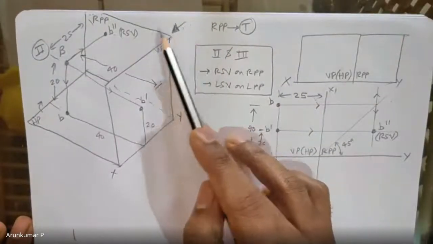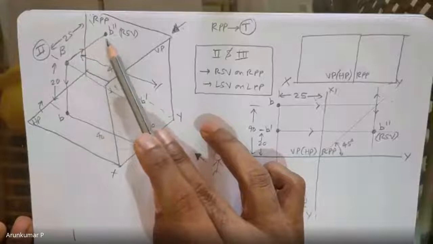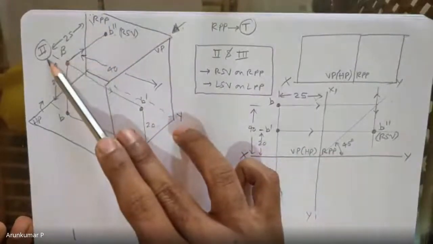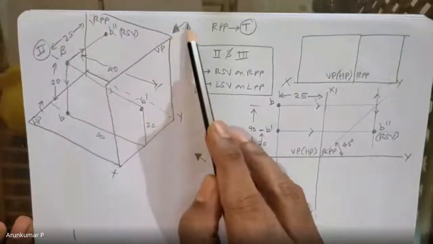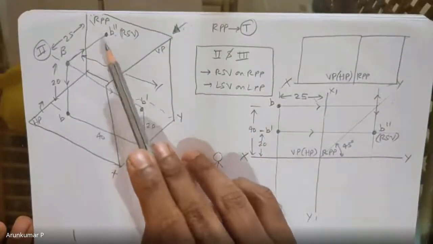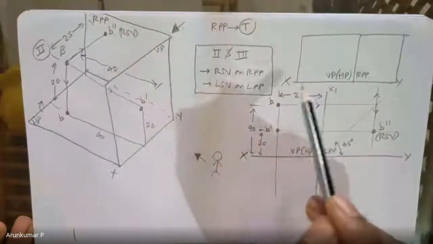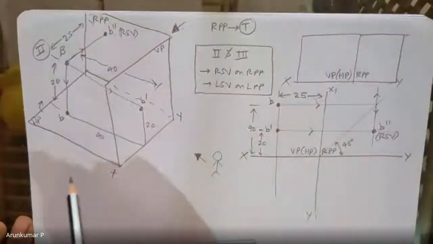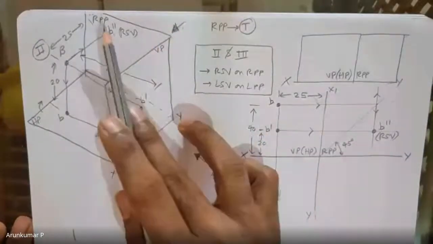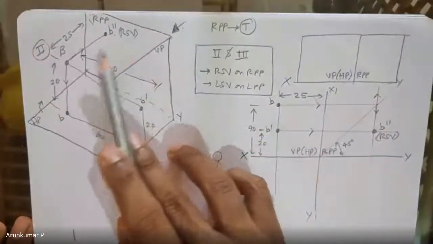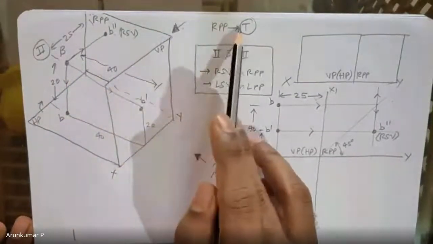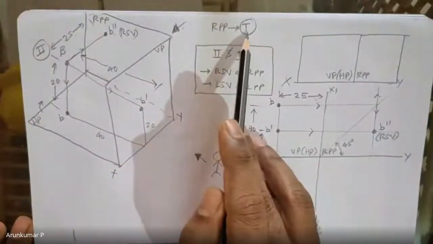So if you want to get the side view on the right profile plane in the second quadrant, you have to view from the right side only. That is the difference between the first, fourth quadrants and the second, third quadrants. If you view from the right side, then obviously because of RPP, you cannot see the point. So in this case, RPP has to be made transparent.